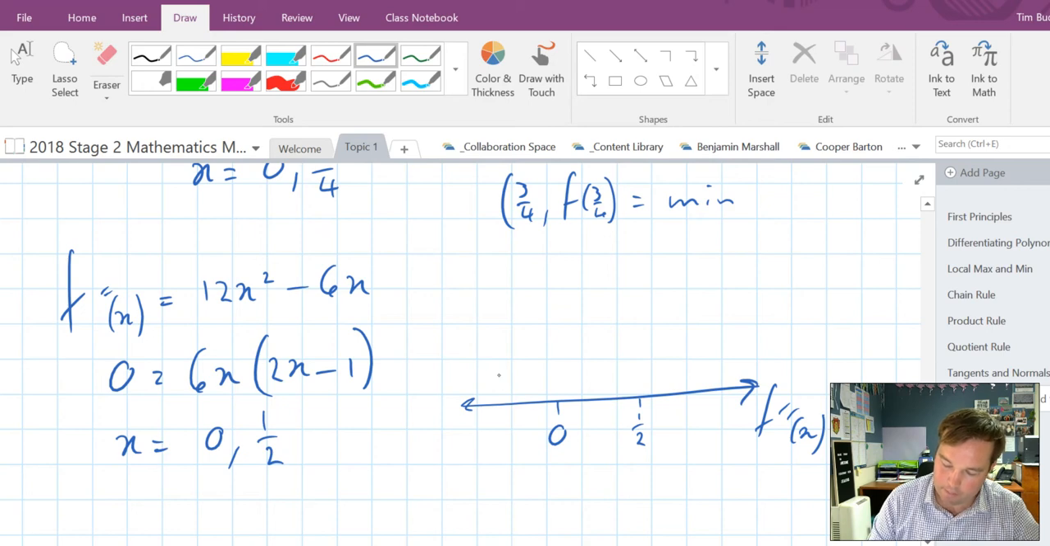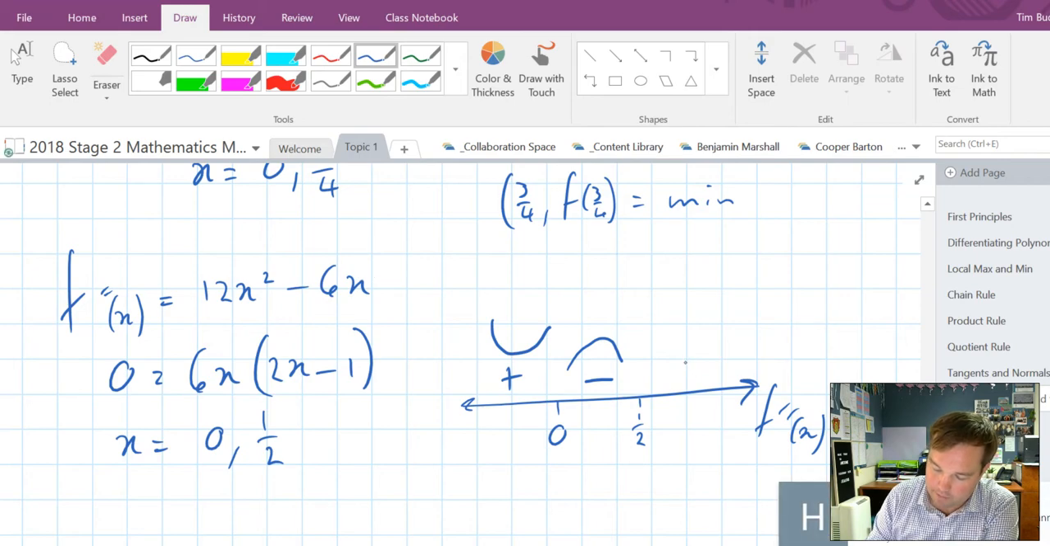Now let's consider what happens either side. If we put in minus 1, it's going to be positive. When you're thinking positive, you're thinking smiley face curve. If we put in x equals, say, 0.1, 0.1 squared is 100th, 12 hundredths take 6/10 is going to be negative. And then after here, we can put in, say, 1. 12 times 1 take 6 times 1 is going to be positive.